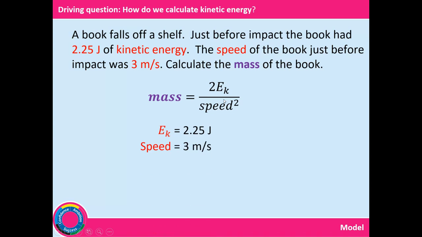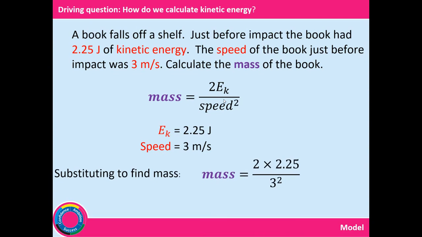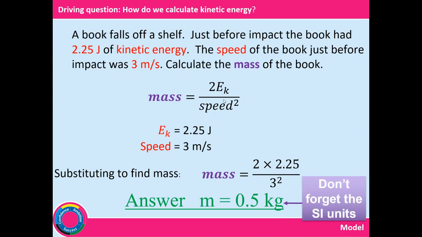We substitute our values for EK and speed into the equation and we get 2 multiplied by 2.25 divided by 3 squared. Compute that using our calculators. We should have the mass of the book as 0.5 kilograms. Please don't forget your units.